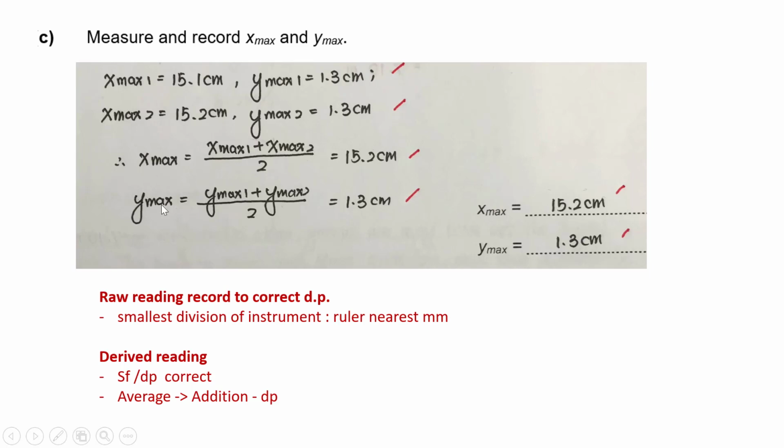Now x max and y max themselves become derived readings, but if you look at the equation, it's based on x max 1 plus x max 2 divided by 2. Now 2 is an exact number, so x max depends only on these two values. So these two are addition, so we'll follow the dp. Hence this is 1 decimal place, this is 1 decimal place. So logically, the average x max should be recorded to 1 decimal place. It follows the same for y max as well.